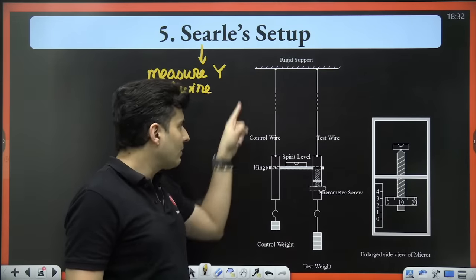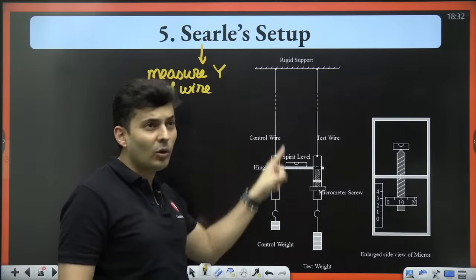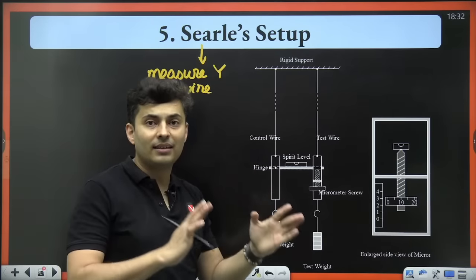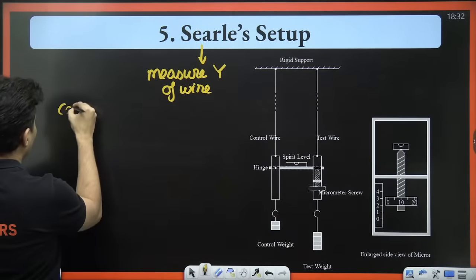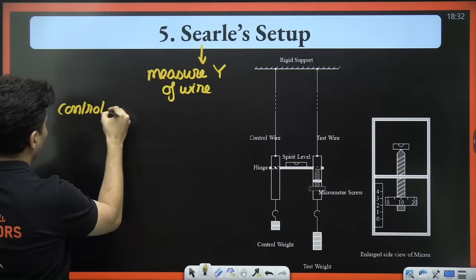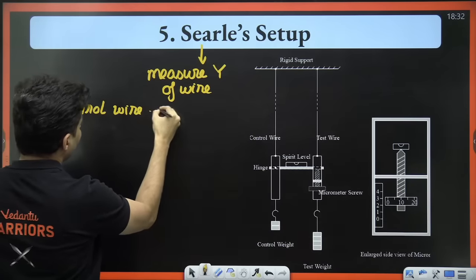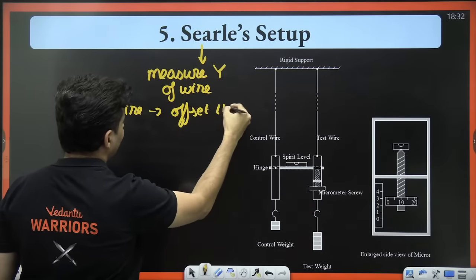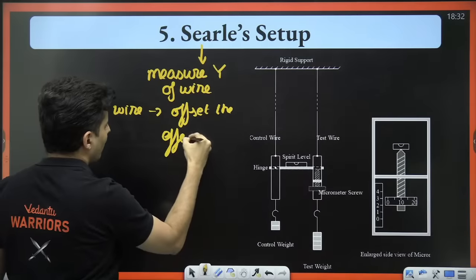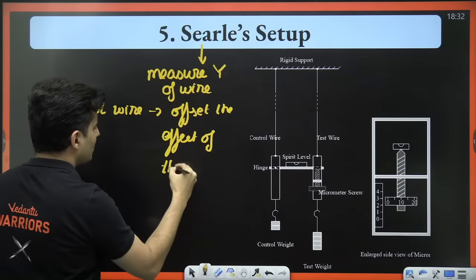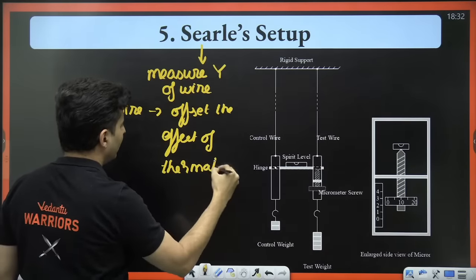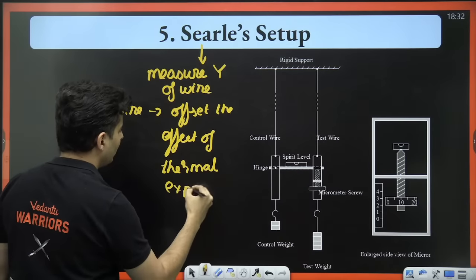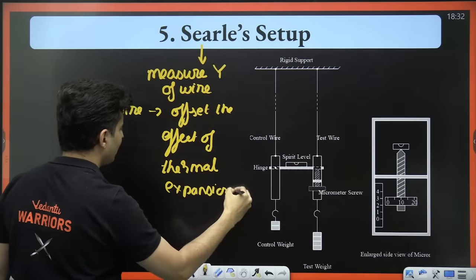So there can be a question, why is the control wire used? The control wire is used to offset the effect of thermal expansion. That is the line that you will put. Thermal expansion. As simple as that.